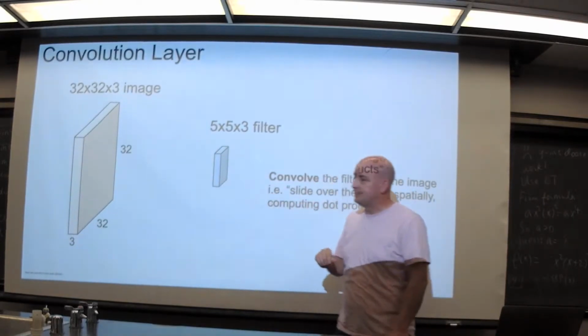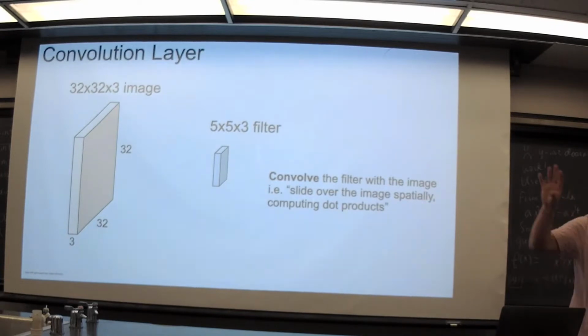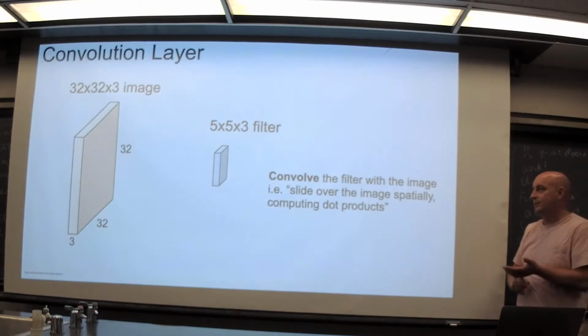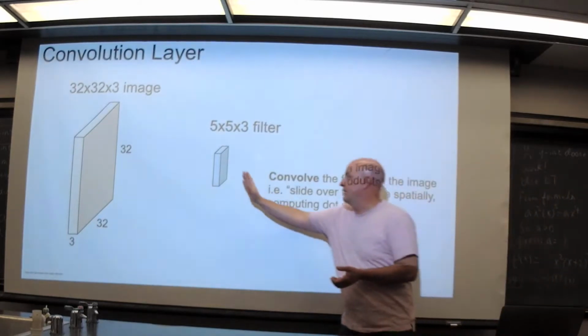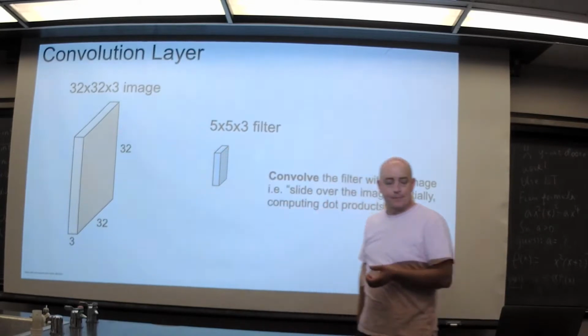Okay, so how many parameters would be in this filter? How many entries in our W for this filter? 75. Good, yeah, 5 times 5 times 3. It's going to be 75. You can think of them as arranged in grids, so 3 grids of 5 by 5, right?